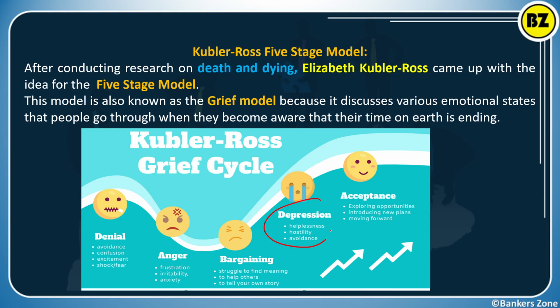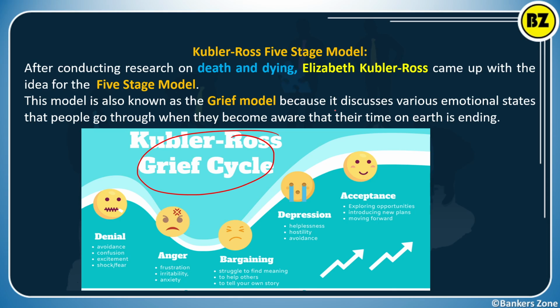Next is what? Depression. After that you will feel helpless, and you will become depressed. Next is what? The acceptance. Means you are now accepting that I am going to die, I have to accept it. Then you will explore the remaining opportunities, introduce a new plan, and move forward. Okay, so these are the cycles or phases once you know you are going to die.